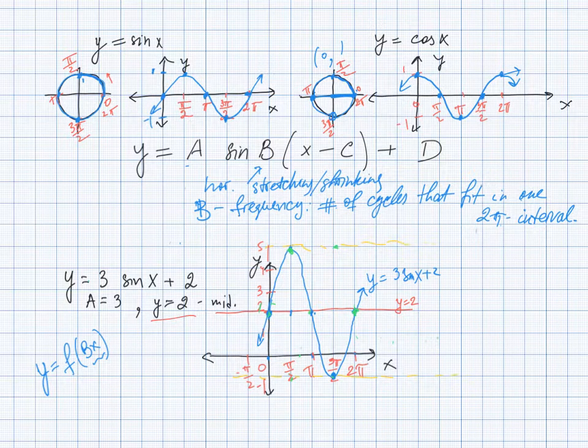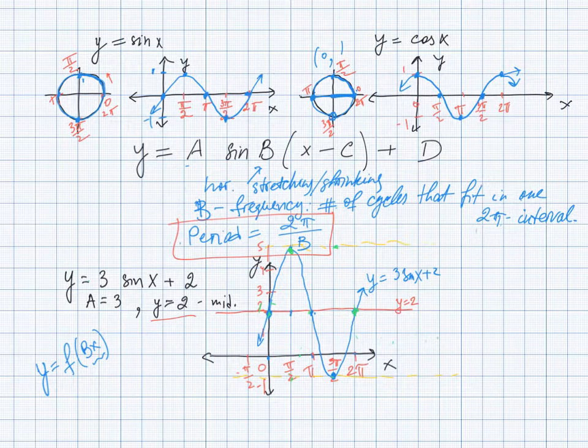So the frequency of this graph is 1, not only because the number 1 is here, invisible, but because we have one full cycle that fits into the 2 pi interval. If there is more, then the graph will be oscillating faster. How much faster? B times as fast. In other words, if you want to find the period of your new graph, we start with the 2 pi, and then we divide it by the number of cycles, by B. This is a very important relationship.